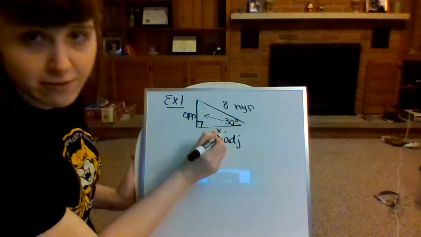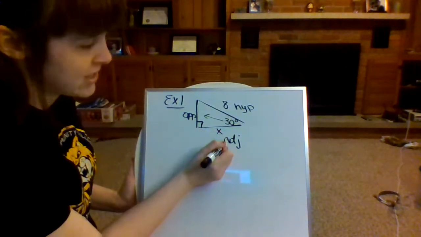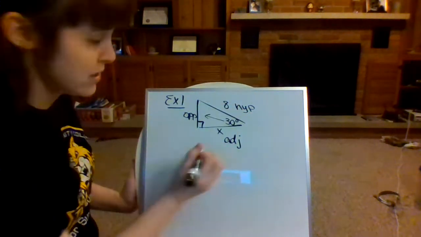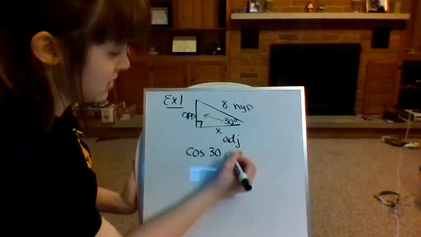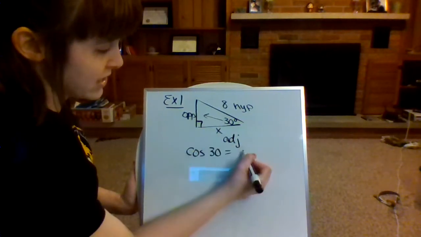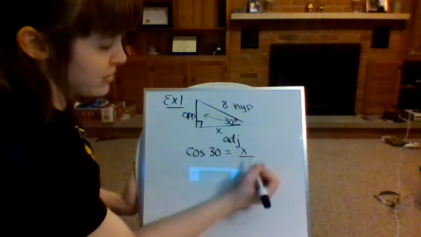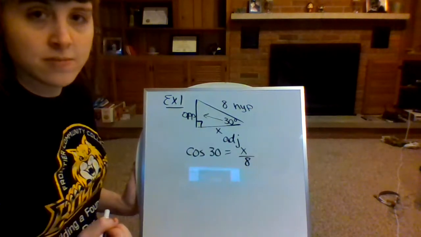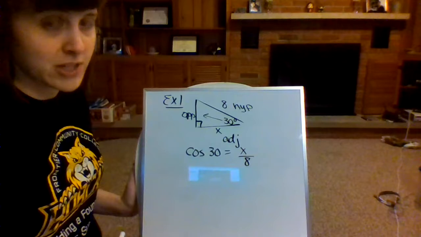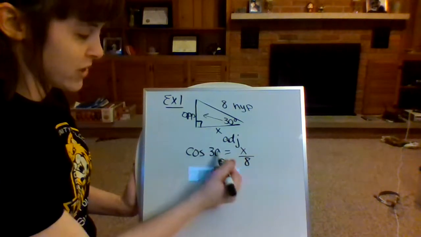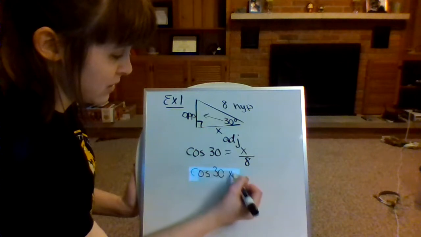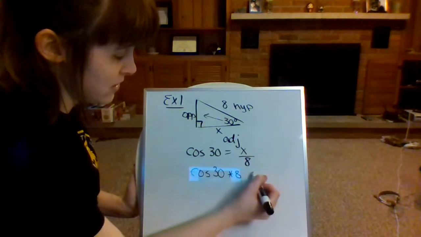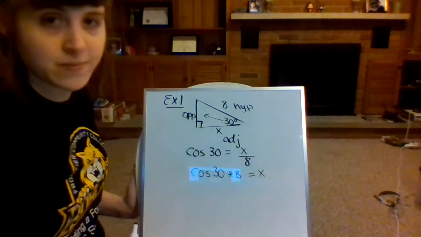So the trig function that goes with adjacent and hypotenuse is cosine. So we're going to have cosine of our angle 30 equals adjacent x over hypotenuse 8. The way we're going to solve this is we're going to take cosine of 30 times 8, and that will give us x.